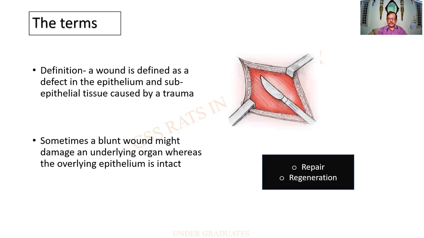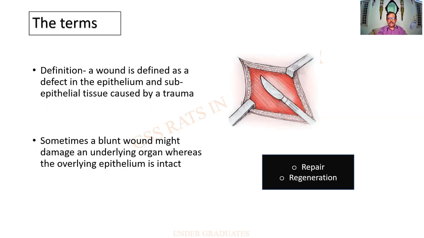Definitions are definitions. A wound is defined as a defect in the epithelium and the subepithelial tissue caused by a trauma, which can be intentional, deliberate, as a surgical incision in this case, or it can be accidental also. Sometimes a blunt wound might damage an underlying organ, whereas the overlying epithelium might seemingly be intact. There are certain allotted terms accordingly, which we should be seeing.